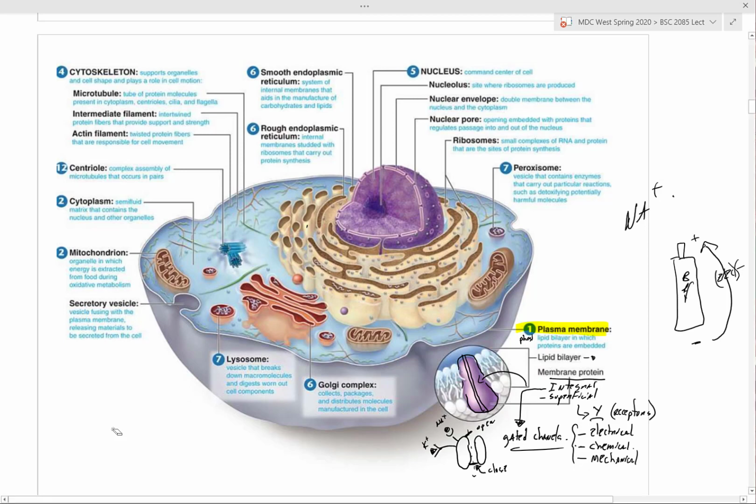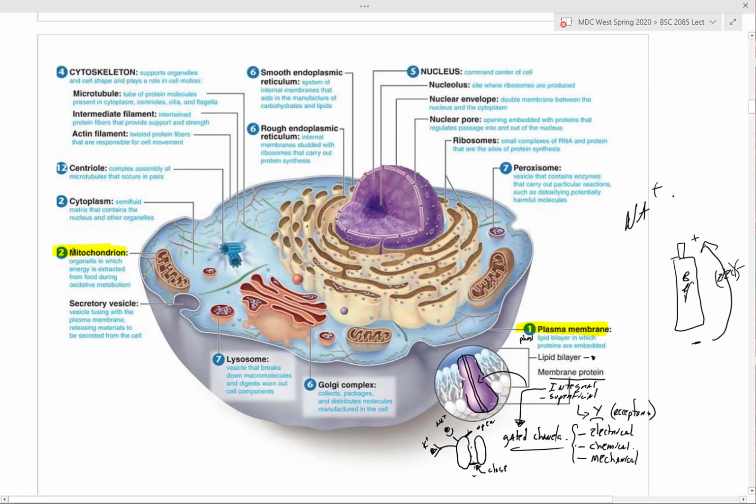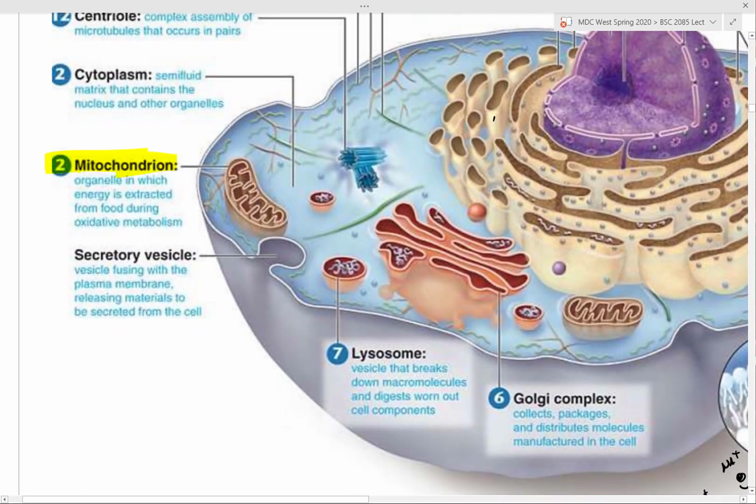So where we have number 2. Number 2 is your mitochondria. So mitochondria says here, organelle in which the energy is extracted. What does that even mean? That means that the main energy or the main fuel molecule that your mitochondria has a predilection for is going to be what molecule? What molecule will that be, guys?